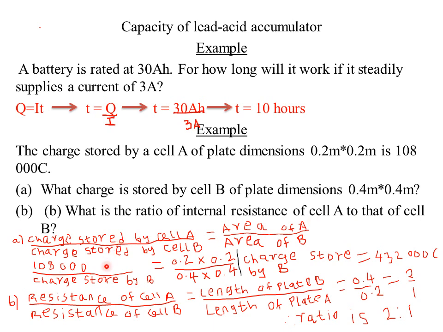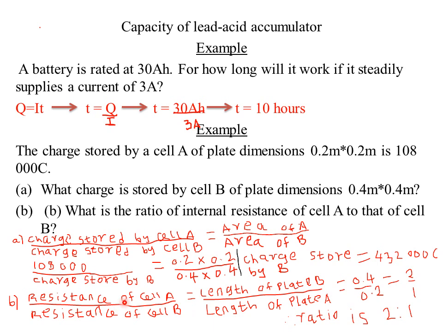Then B, we are asked, what is the ratio of the internal resistance of cell A to that of cell B? So we say that internal resistance is inversely proportional to the length of the plates, meaning the larger the resistance, the smaller the plates. The smaller the plates, the larger the resistance. If two quantities are inversely proportional, this is how we represent it. If it is A over B, then this other case will be B over A. But if it is directly proportional, it is A over B, then A over B, as we saw in the area. So area is directly proportional to the charge stored, but resistance is inversely proportional to the length of the plates.